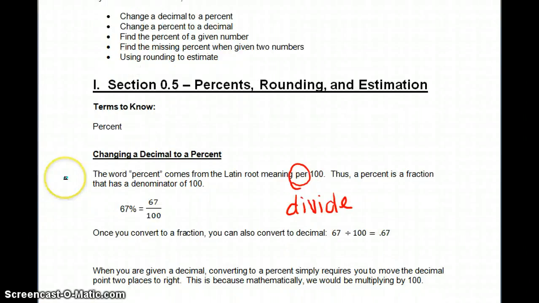So let's take a look at the little example that we have here. We have 67%. Knowing that a percent means out of 100 or per 100, we can write that as a fraction by writing 67 over 100. Once you convert that to a fraction, you can also easily convert that to a decimal by doing 67 divided by 100, which is 0.67.